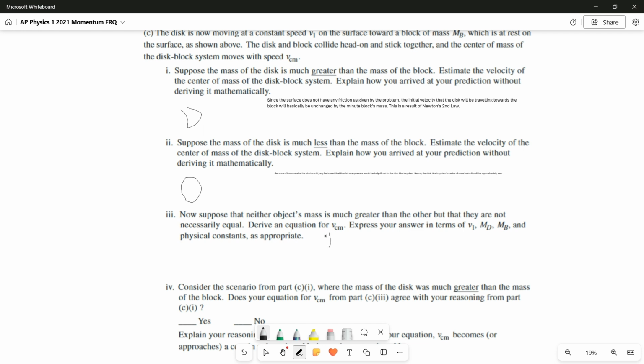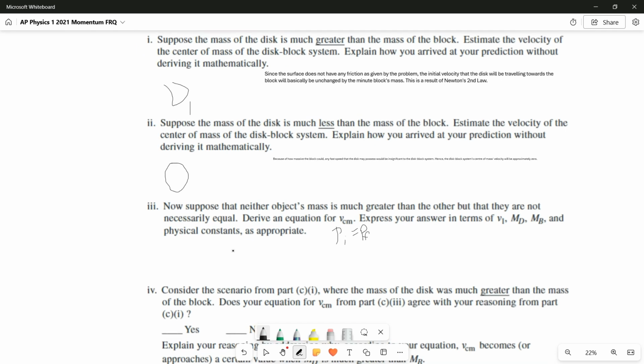So our work would be this. Our P initial is equal to P final. Always write your first principles. Our P initial is solely the mass of the disk multiplied by the speed it was traveling at, which is equal to the center of mass velocity, or the final velocity, multiplied by the mass of the disk plus the mass of the block.